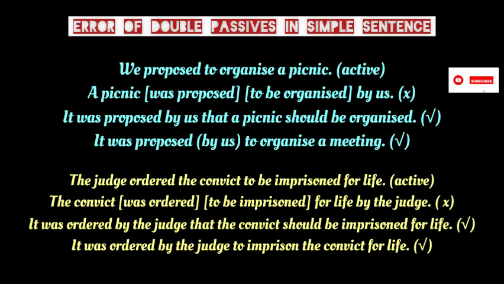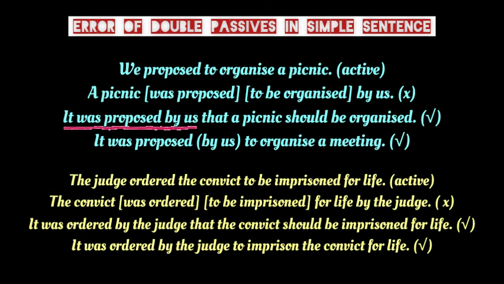Now in this sentence, we can see two passive verbs, was proposed and to be organized. Now this is known as the error of double passives in a simple sentence. But then what is the mistake in this sentence? You see, this passive sentence does not indicate who made this proposal. So we have to use a complex sentence here with two passive verbs in distinct clauses. It was proposed by us that a picnic should be organized.